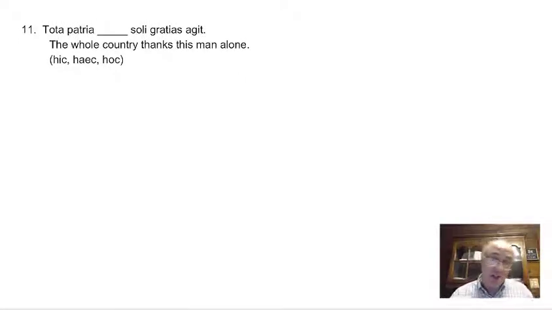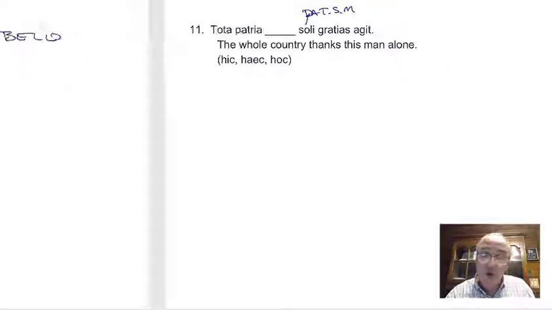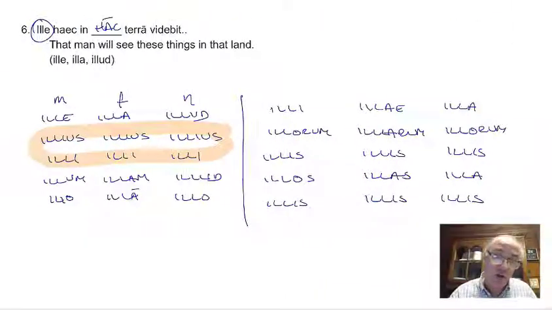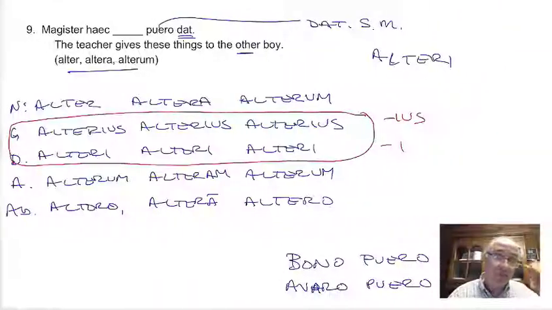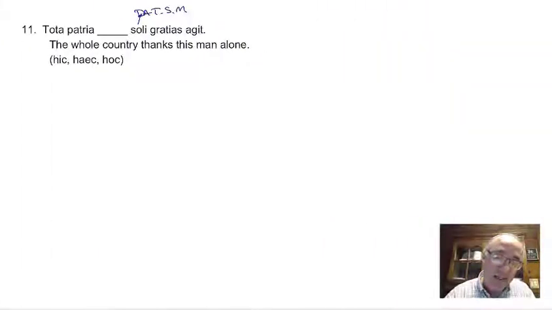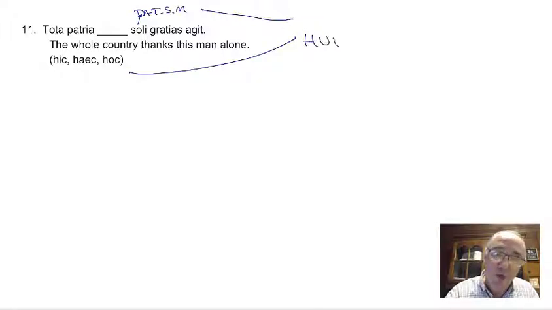Tota patria, the whole country, gives thanks to this man alone. Even though we say thanks to this man, in Latin it's gives thanks to. Notice here that solus is dative, singular, masculine. So we need the dative singular masculine of hic, haec, hoc. What is the dative singular masculine of hic, haec, hoc? Huic. H-U-I-C. So the dative singular masculine of hic, haec, hoc is huic.